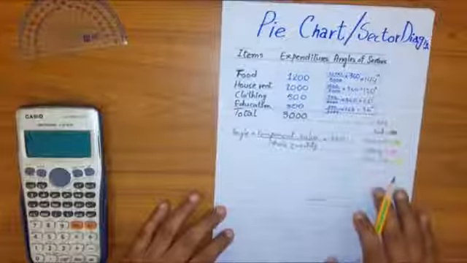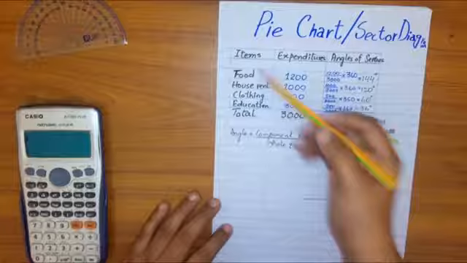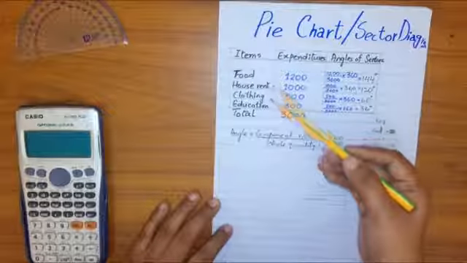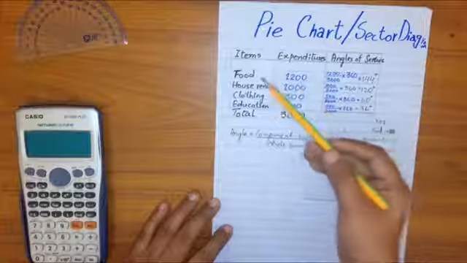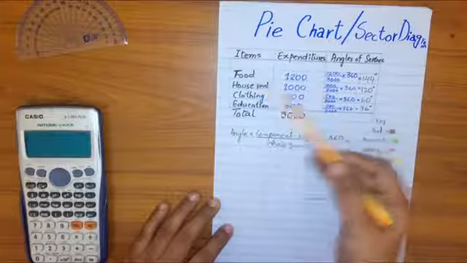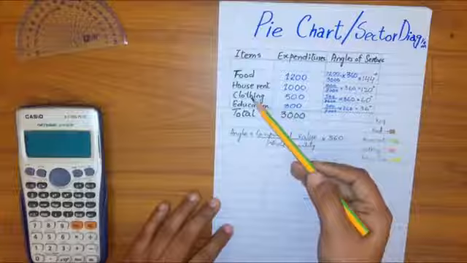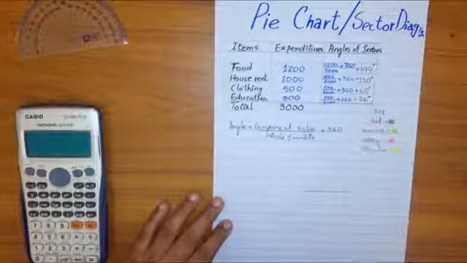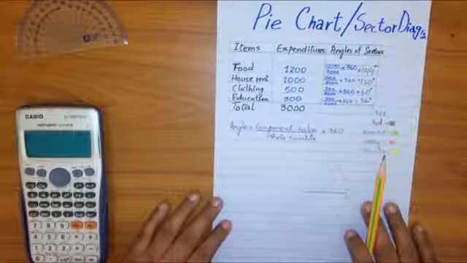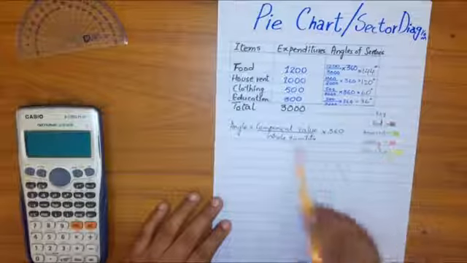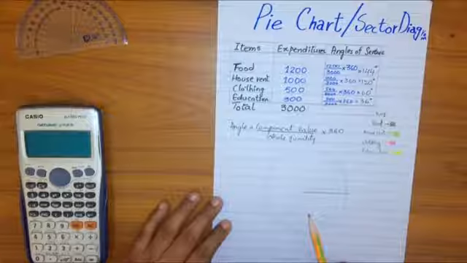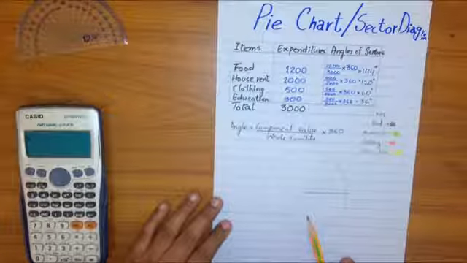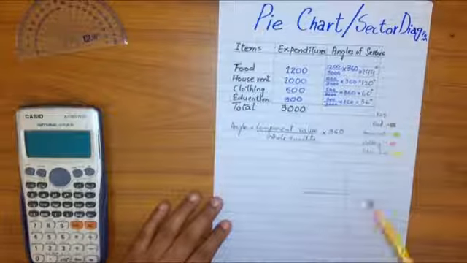Here I have a dataset of a salaried employee and his expenditures on these components, which are food, house rent, clothing and education. Expenditure on food is 1200, on house rent is 1000, on clothing is 500, and on education is 300. First of all, for constructing a pie chart we need to draw a circle of any radius. Here I have drawn a circle of radius 4 centimeters. Now it's up to you whether you want a big circle or a small circle.